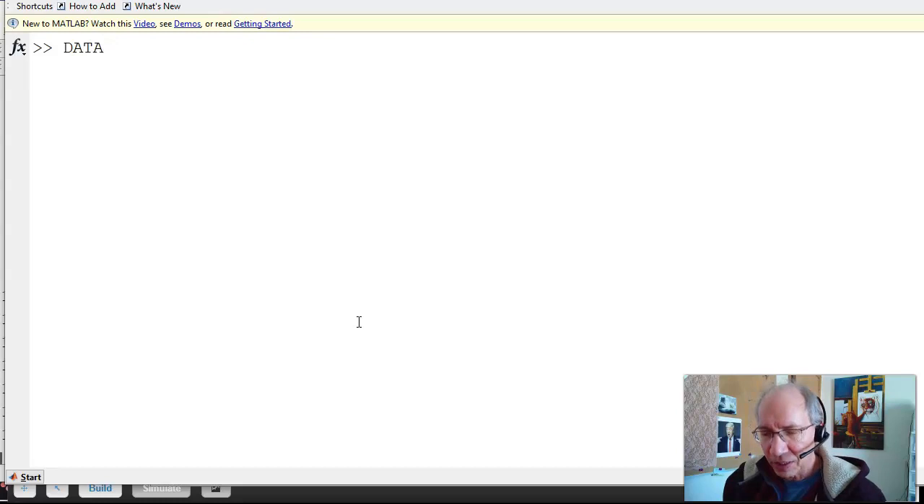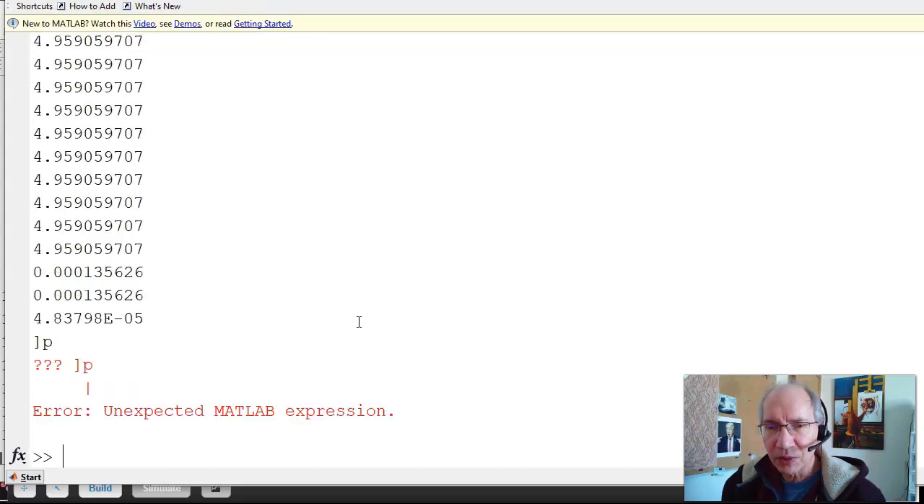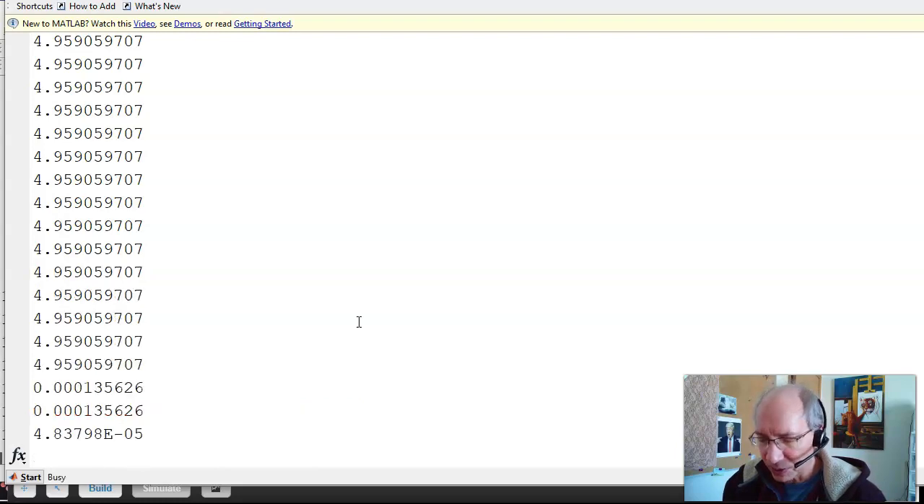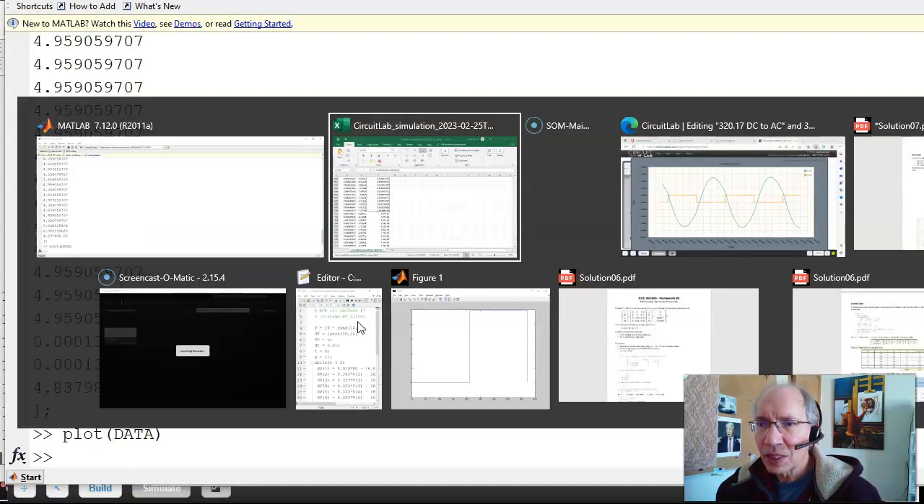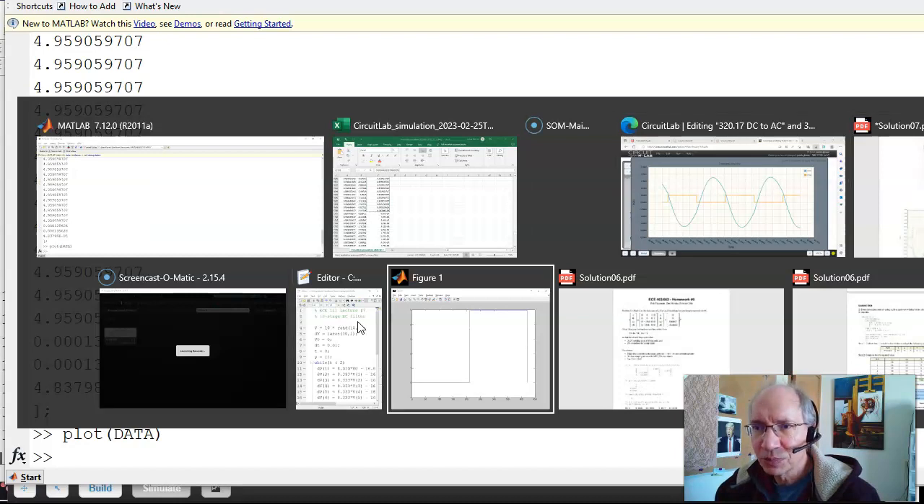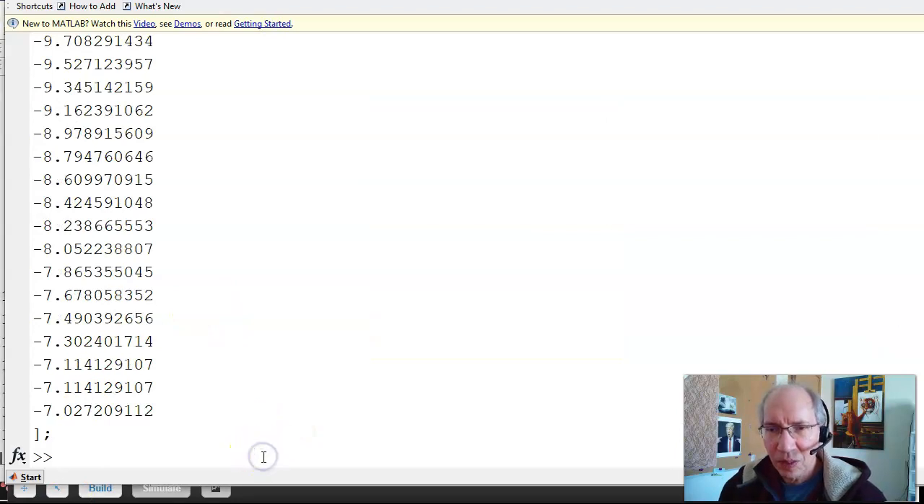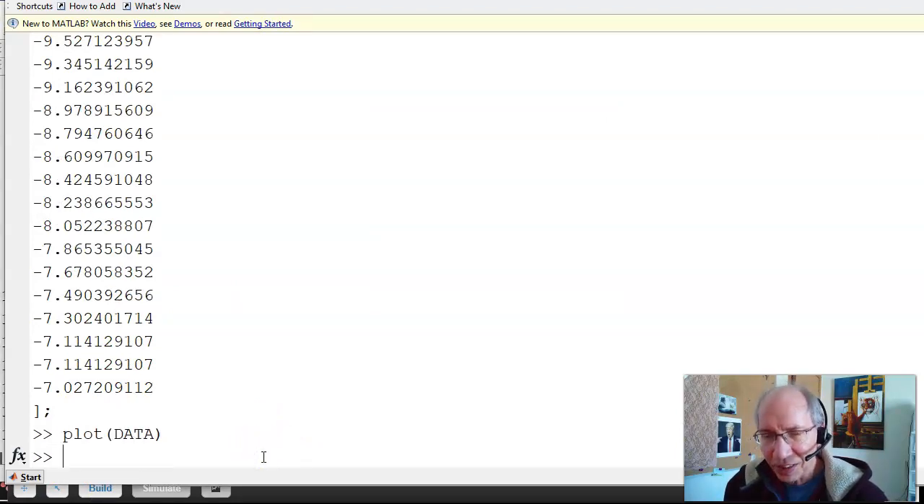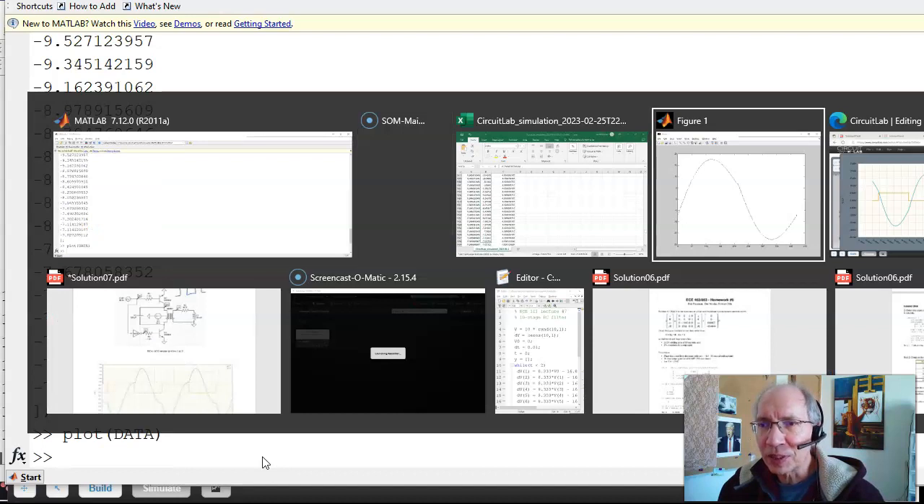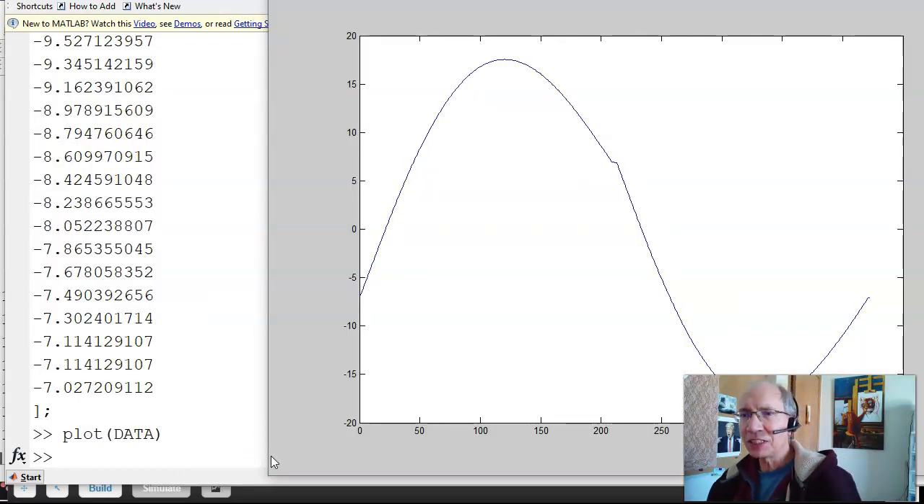Say data is start of matrix, paste, end of matrix. Oops. Try it again. Data is start of matrix, paste, end of matrix. And here's your data. This is one cycle. I got the wrong one. Okay, so plotting the correct data. Always good to plot your data to make sure you got the right information. There she is! I got it in MATLAB.